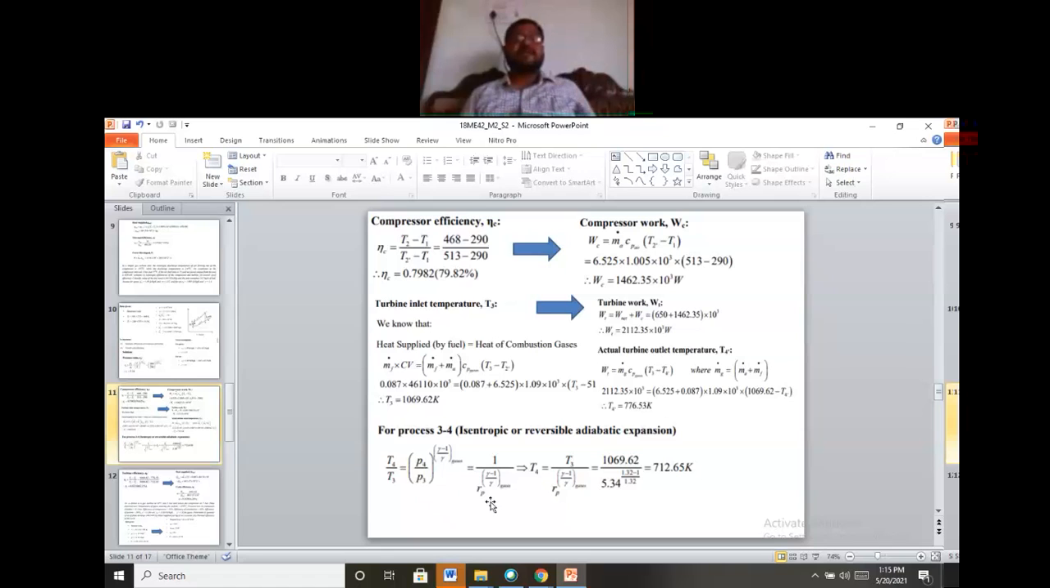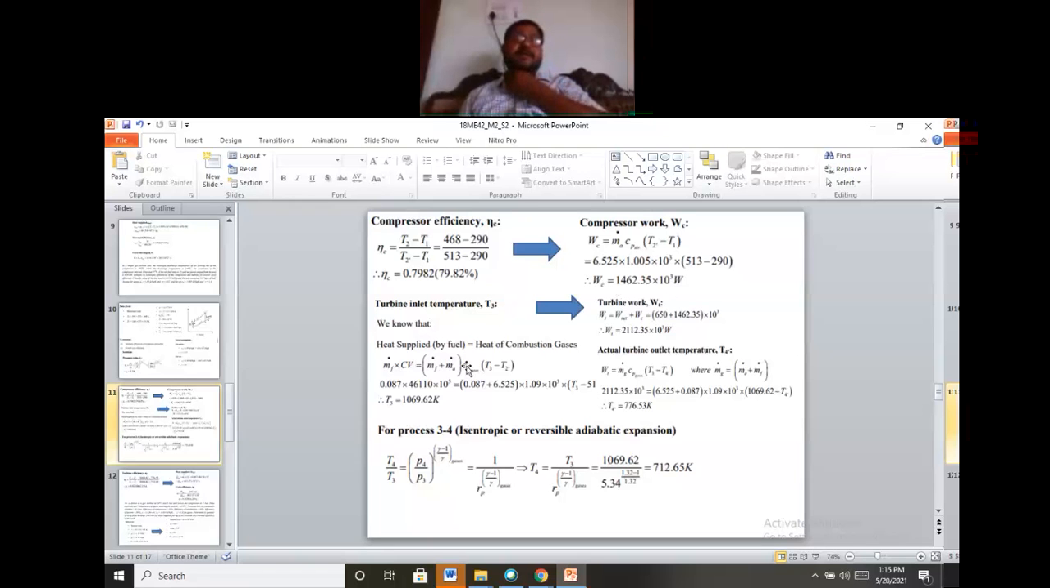Compressor efficiency is T2 minus T1 divided by T2 dash minus T1. We'll get 79.85. Compressor work is m_a Cp into T2 dash minus T1. m is 6.525 into 1.005 into 10 to the power 3 into 513 minus 290. W compressor is equal to 1469.35 joules per second, or watts.